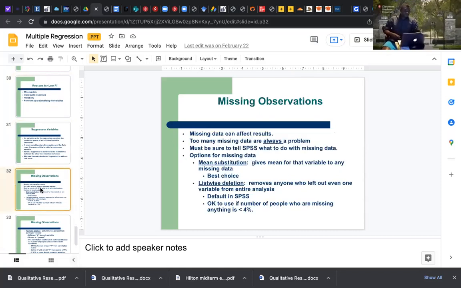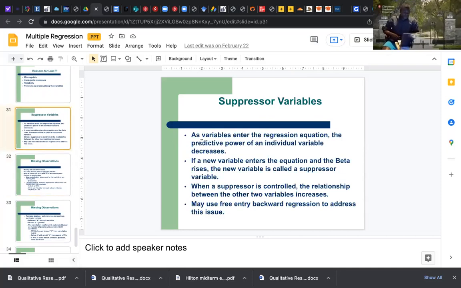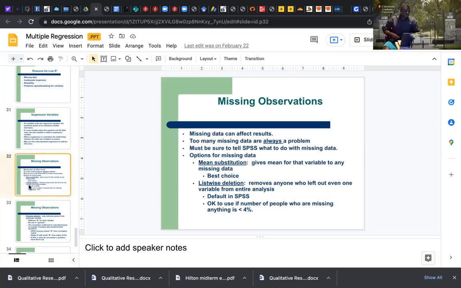So missing observation, suppressor variables. As variables enter the regression equation, the predictive power of an individual variable decreases. So if a new variable enters the equation and the beta rises, then the new variable is called a suppressor. When a suppressor is controlled, the relationship between the two variables increases. You may use forward entry, backward regression to address this issue.